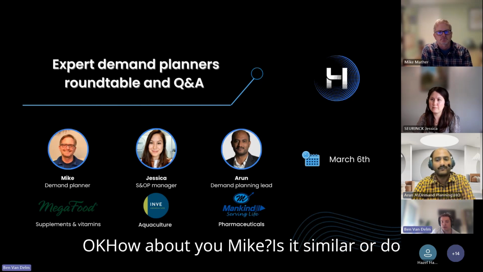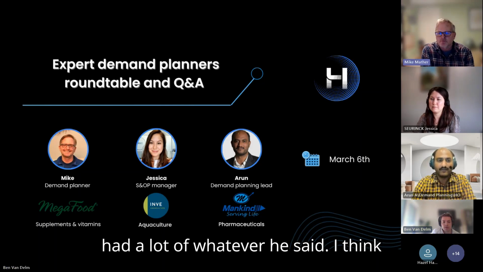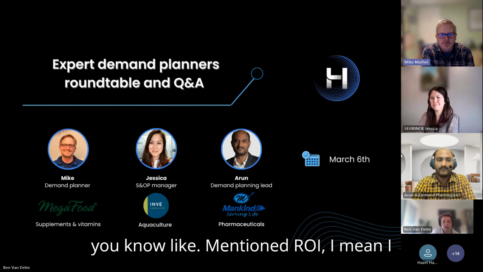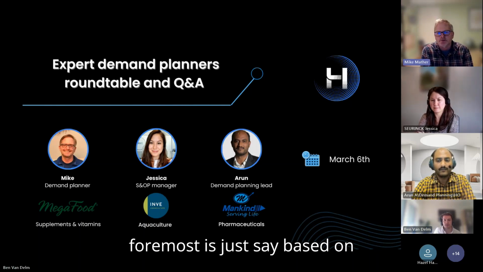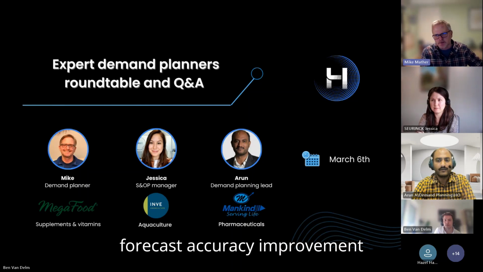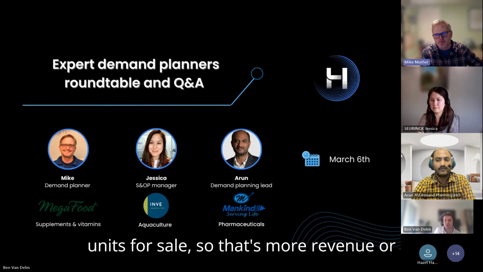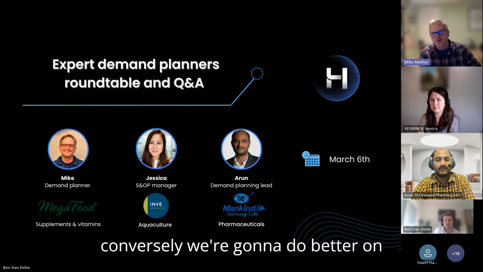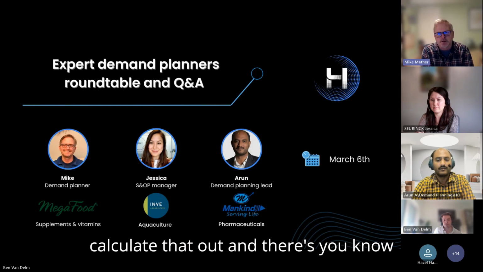Okay, clear. How about you, Mike? Is it similar, or do you have some other? Yeah, I think again a lot of what Arun said. I think, like you mentioned ROI, first and foremost you can show that based on forecast accuracy improvement. That means that we're going to have more units for sale, so that's more revenue. Or conversely, we're going to do better on not over forecasting, so we're holding less inventory. So you can actually calculate that out.